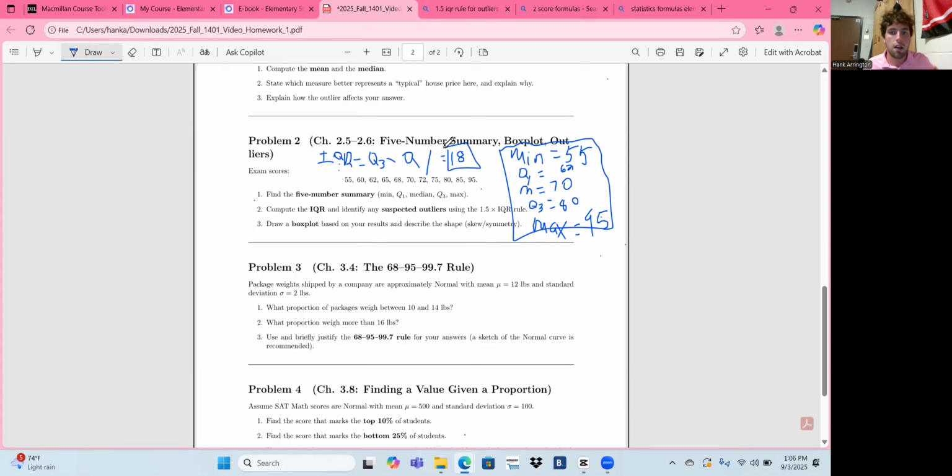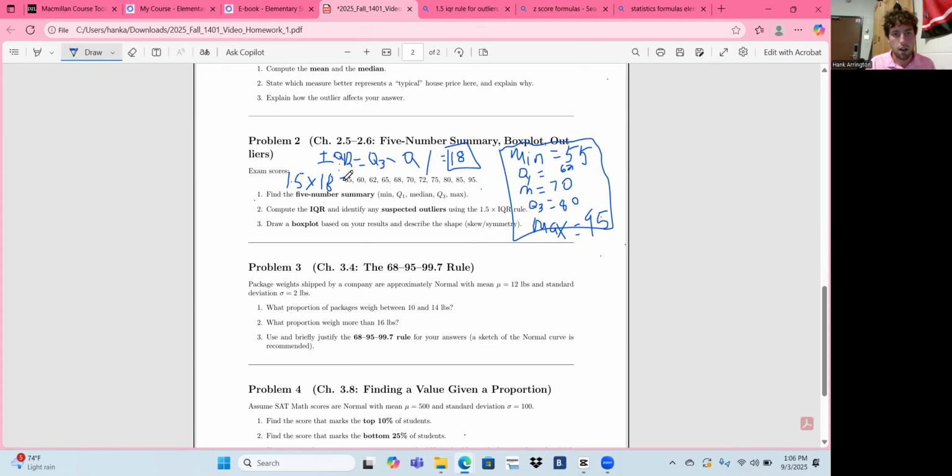Then identify any suspected outliers using the 1.5 times IQR. What we're going to do for this is take the IQR and multiply it by 1.5. So 1.5 times 18. When you multiply those two together, you should get 27. Double check. 1.5 times 18 is 27.